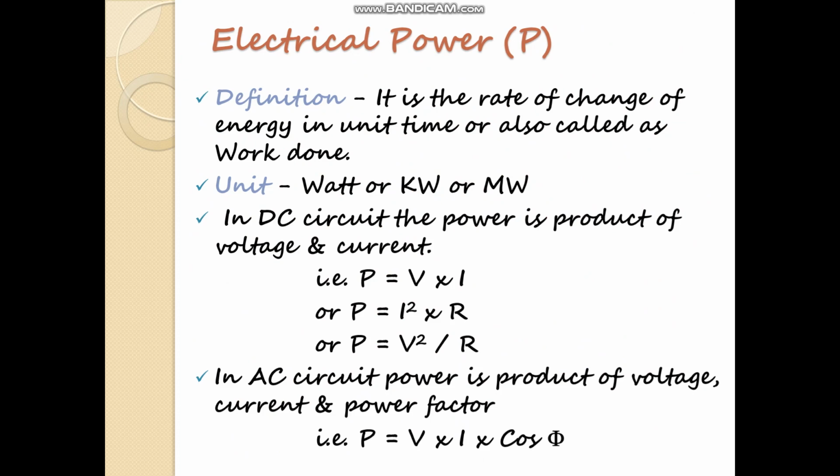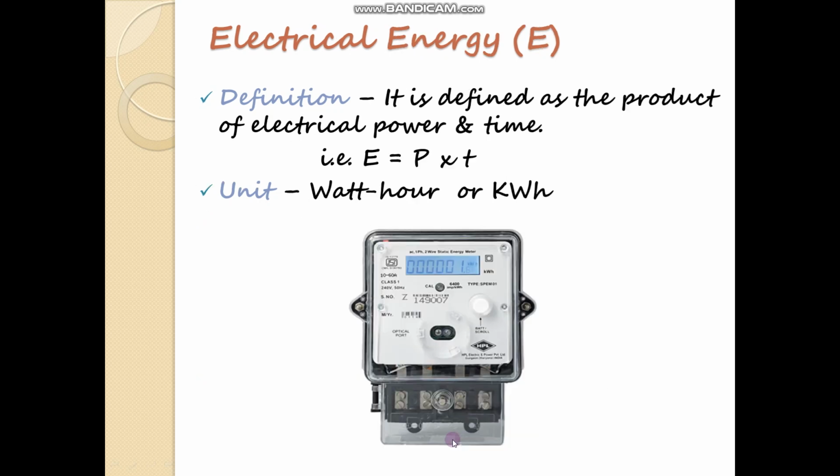In a DC circuit, the power is the simple product of voltage and current, that is P equals V into I, or by using Ohm's law we can say P equals I square into R, or P equals V square by R. In an AC circuit, the power is the product of voltage, current and power factor, that is P equals V into I into cos phi. Phi is the phase difference between the voltage and current.